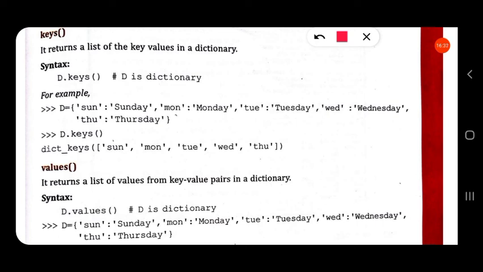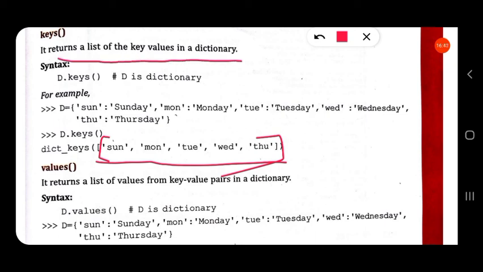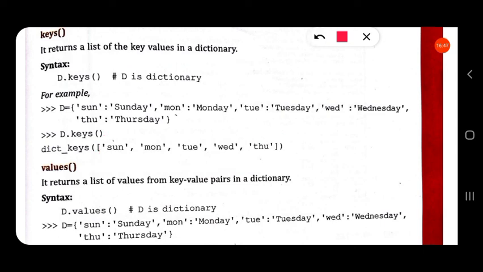The output of these functions is a list. You can see the output is a list containing the keys. It returns a list of the keys. So the output is always a list.